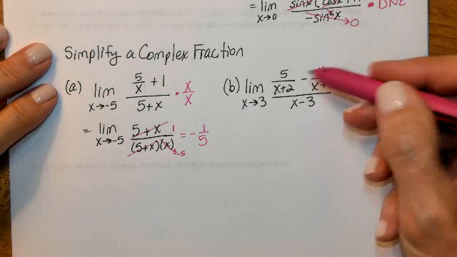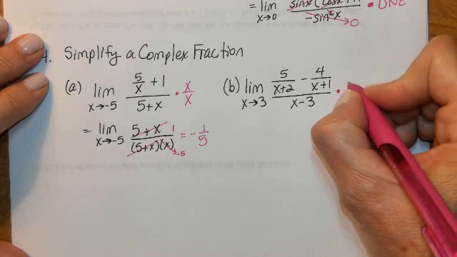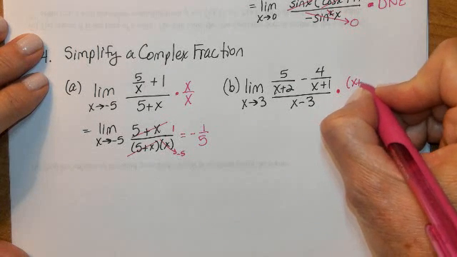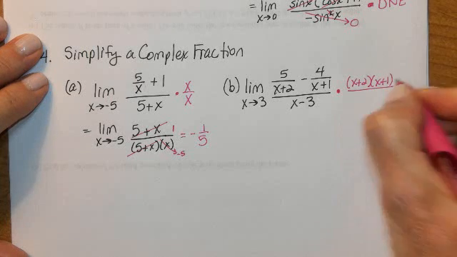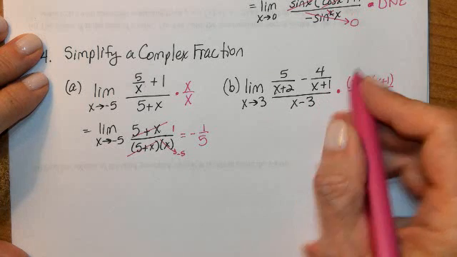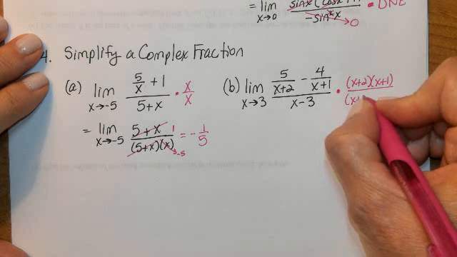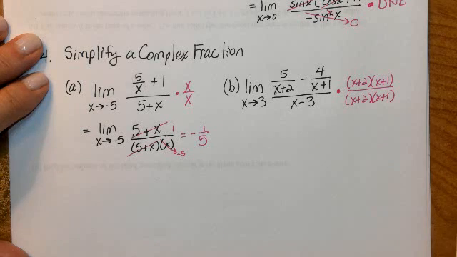So next thing I see is this complex fraction. I know what to do. I'm going to multiply top and bottom by whatever is in the small denominators. So the x plus 2 times the x plus 1 in this case, over itself. Okay?